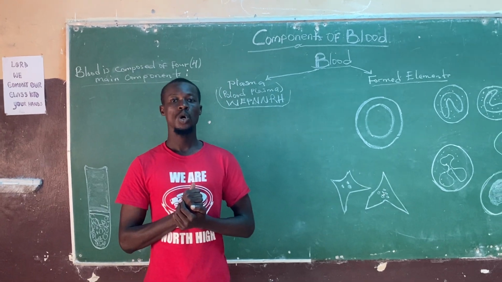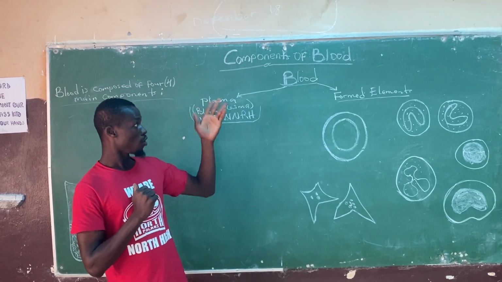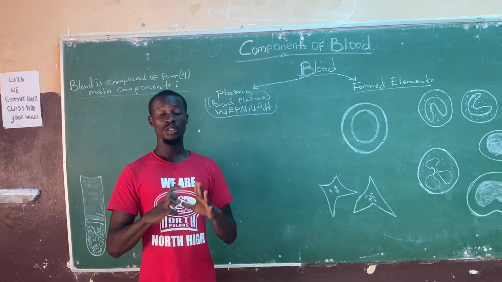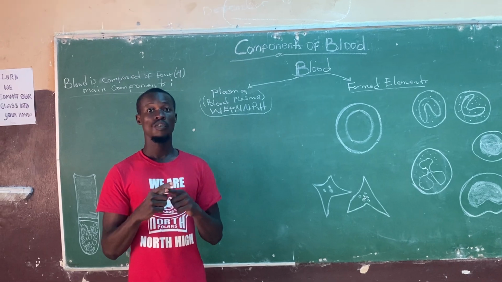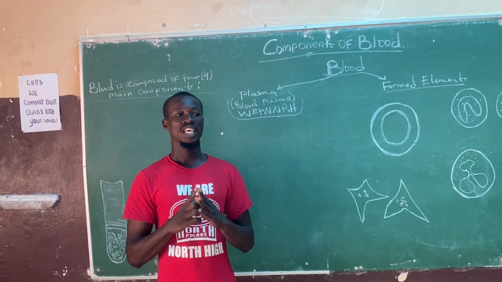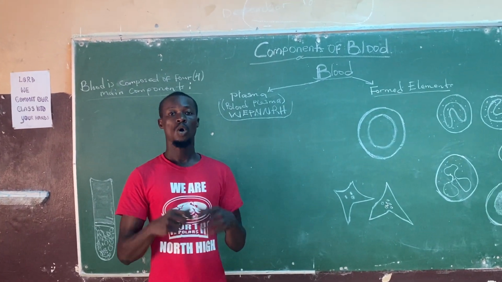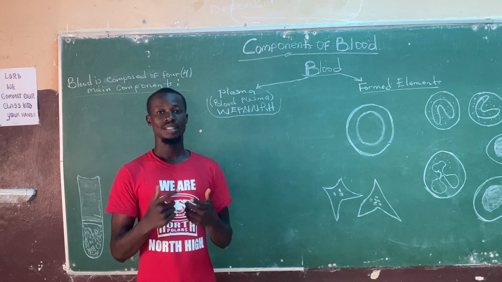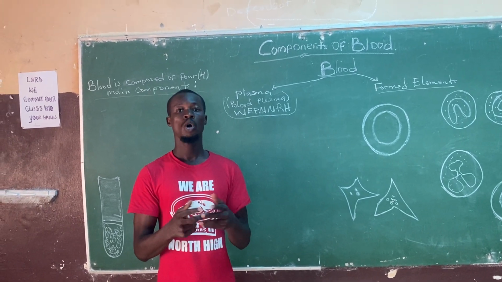I'm going to be discussing a hematology topic called the components of blood. So basically, we all have heard about the terminology blood. To give a quick overview, the blood is a specialized body fluid, and it is most commonly referred to as a fluid connective tissue. That means the blood is a connective tissue that appears in the form of a fluid.